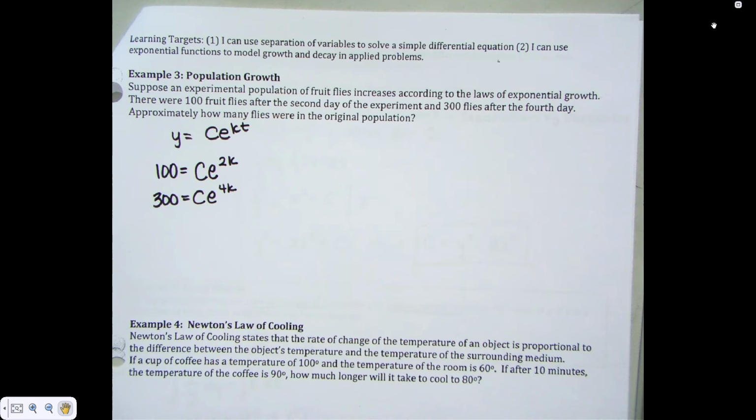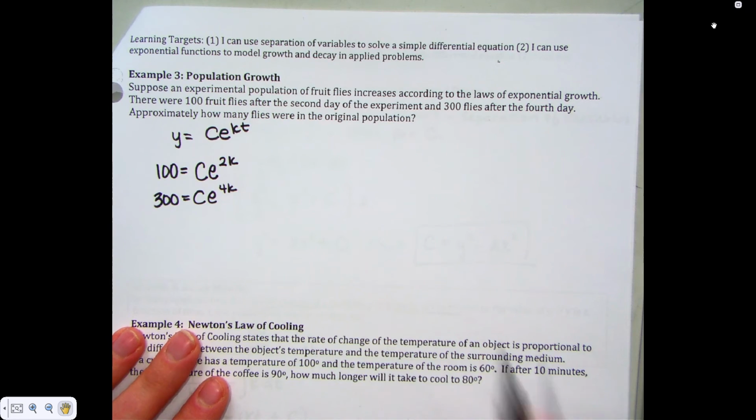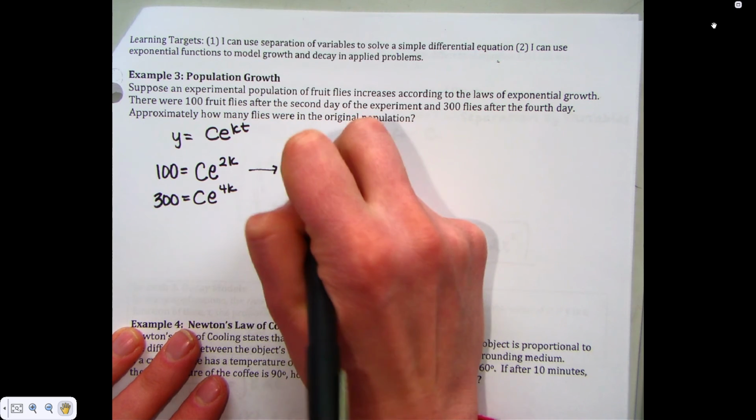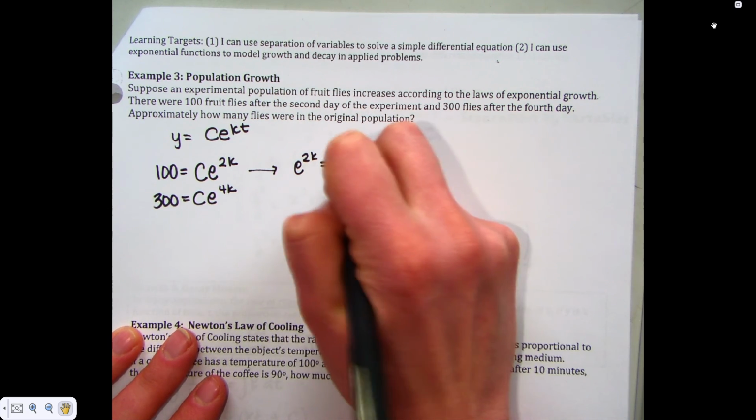There are multiple ways of doing this. It's just either substitution or elimination. There's a couple ways of doing that. I'll show you the substitution method. It works out very nice here. So let's look at the first one, and we are going to solve for e to the 2k. That would be 100 divided by c.